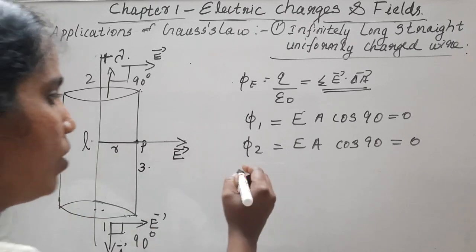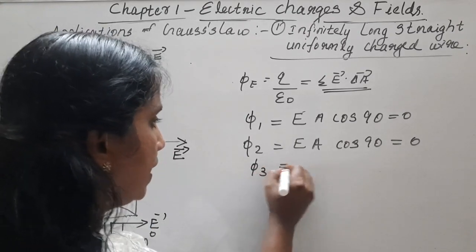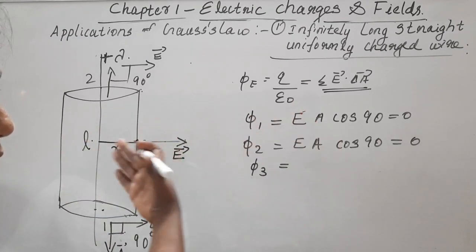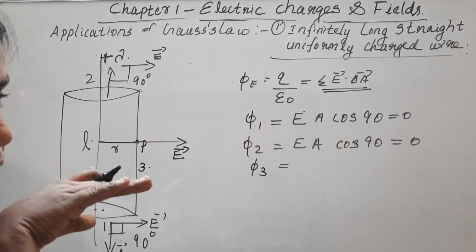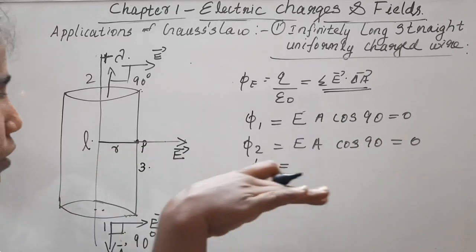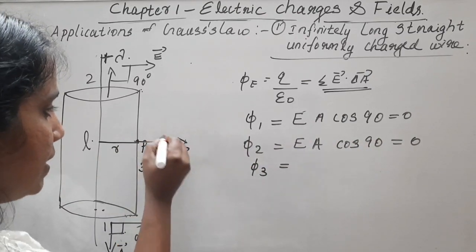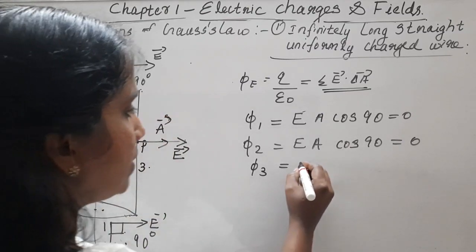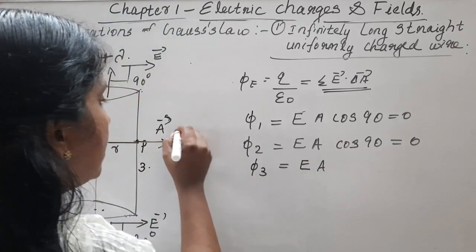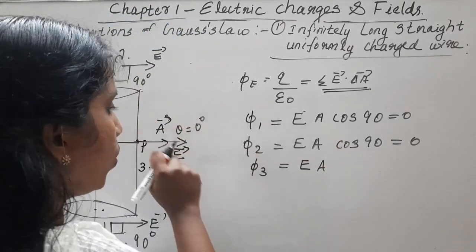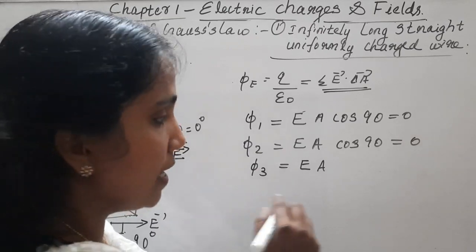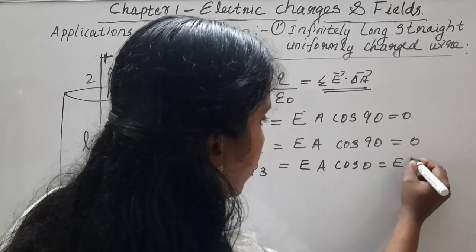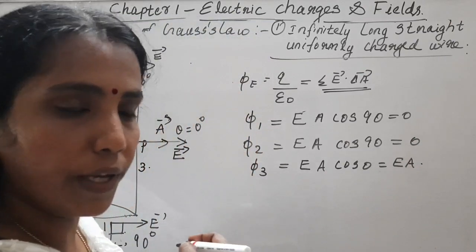Now let's find phi 3. Here this is the electric field direction. For the curved surface, you imagine the area vector will be outward, in that same direction. So when we write phi 3, the angle theta will be equal to 0, because both the area vector and electric field vector are in the same direction. So EA cos 0 is equal to EA, phi 3 equal to EA.